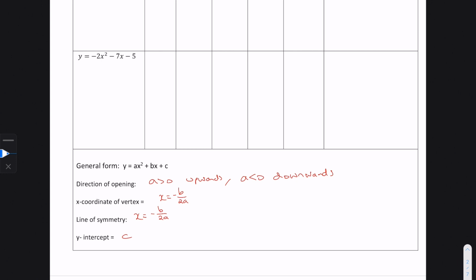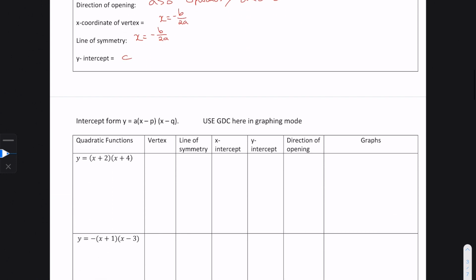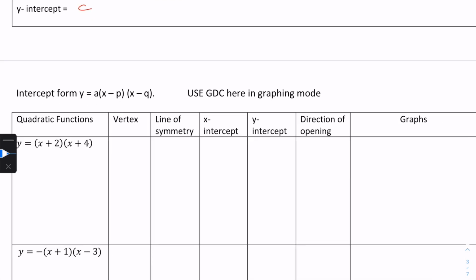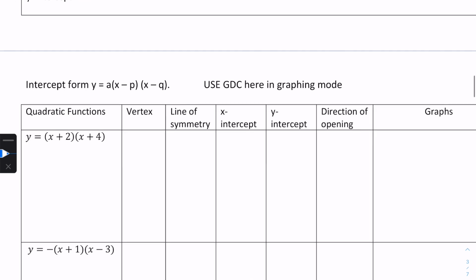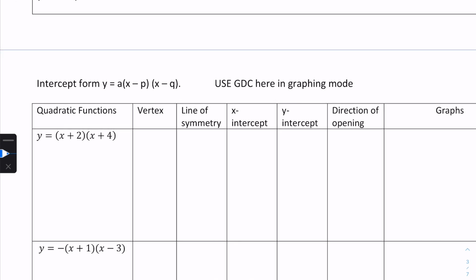Right, let's move on to the next question. This is called the intercept form, with y equals a number, x minus a number, which is p, x minus another number, which is q. Here, for this question, what is the number for a? Well, that number is actually just 1.